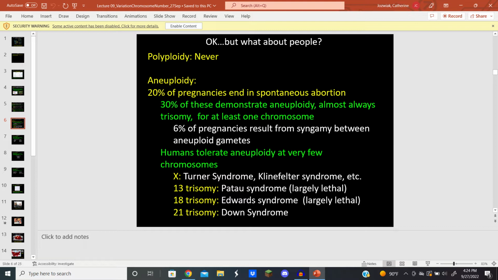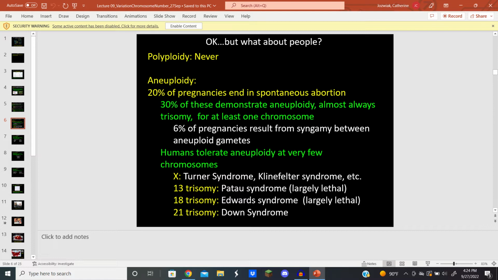If we have cells that have any aneuploidy at all in them, so let's say we have a zygote that ends up with trisomy of 1 chromosome or monosomy of a chromosome, 20% of the time, those all abort spontaneously. So they don't even get to a fetal level of development. Of those that do demonstrate aneuploidy, 30% are trisomic for at least 1 chromosome. And so this is something which doesn't occur uncommonly, but we just don't often see the results, right?